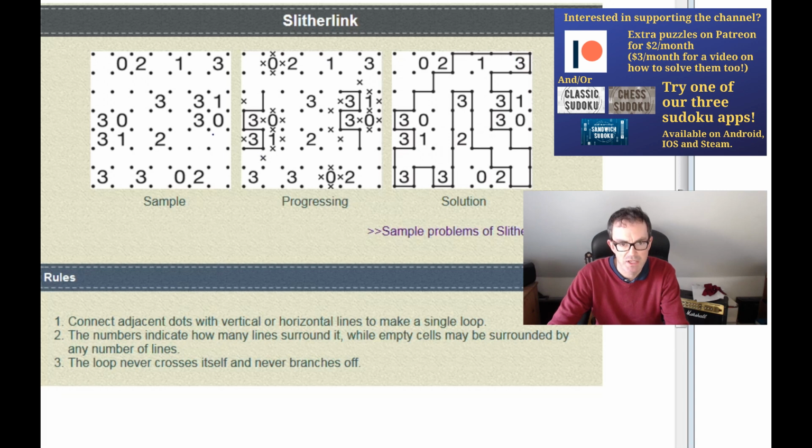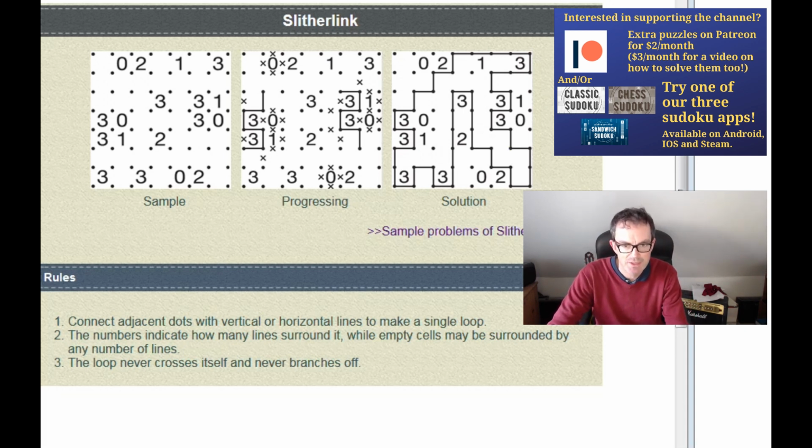Now, some of the cells don't contain numbers, so they can have any number of lines surrounding them, including 0. And there must be a single loop. Never forget that. It can't cross itself. It can't branch off one side of the grid and come back in the other side of the grid. It's a single loop. So if we look at the solution here, you can see obviously that is what's being achieved.